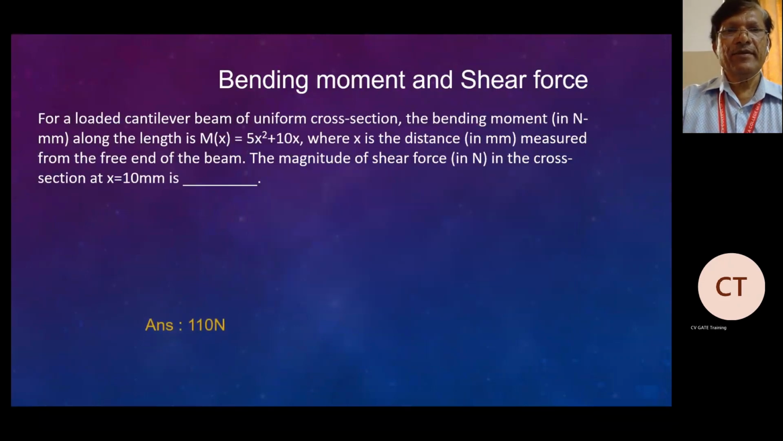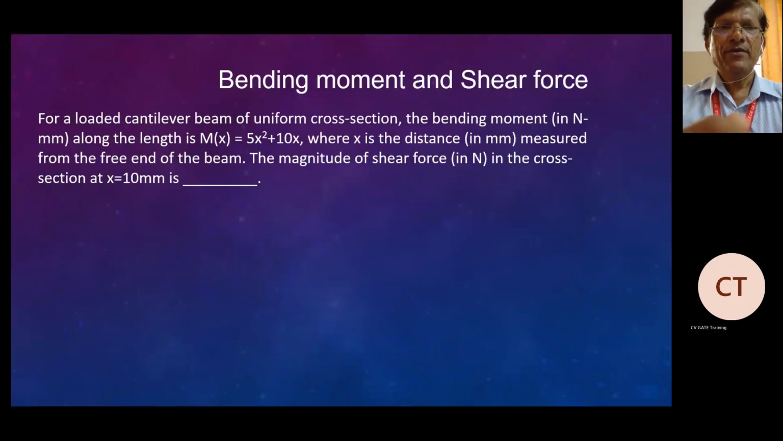So here, a loaded cantilever beam of a uniform cross section, the bending moment you wanted to know in Newton millimeter along the length: Mx is equal to 5x square plus 10x, where x is the distance in millimeter measured from the free end of the beam.